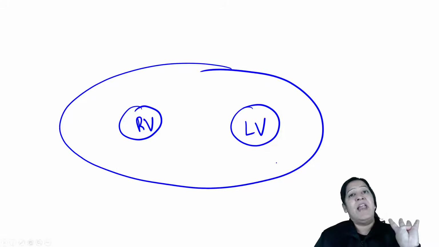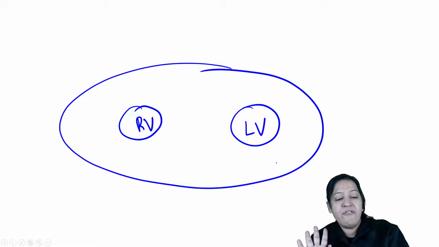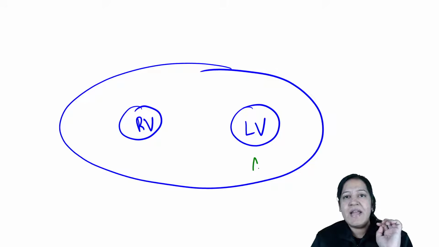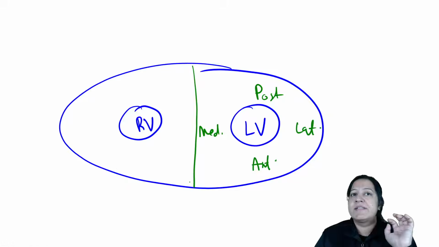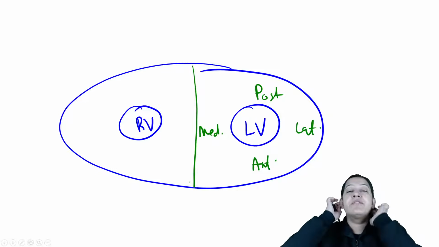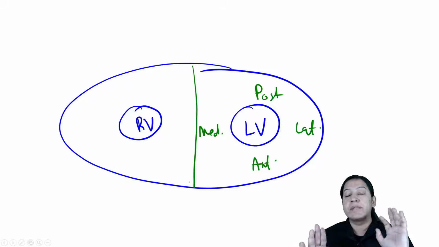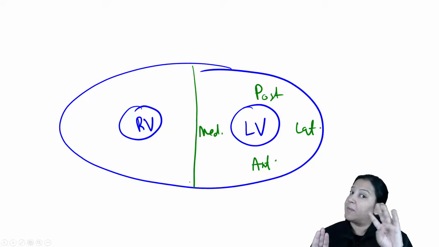So I'm interested in the left ventricle wall. The left ventricle has four walls. Can I show you? This is the anterior wall. This is the posterior wall. This is the lateral wall of the left ventricle. And this is the medial wall. The medial wall is known as the interventricular septum. Have you got it? These are the four walls. Total three coronaries are supplying the four walls.